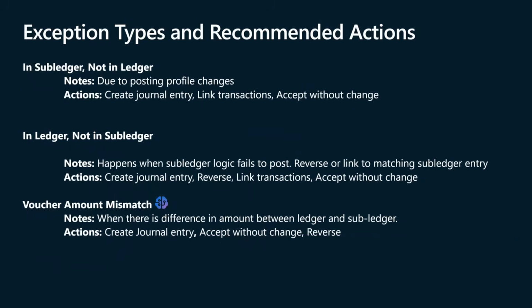Okay. So what the account reconciliation agent currently offers is handling of three exception types. The first one is in sub-ledger, not in ledger. That is a voucher which is currently in the sub-ledger but not yet posted to the ledger. This can happen due to posting profile changes. The actions we currently provide in the workspace related to the agent are to create a journal entry, link transactions, or accept without change.